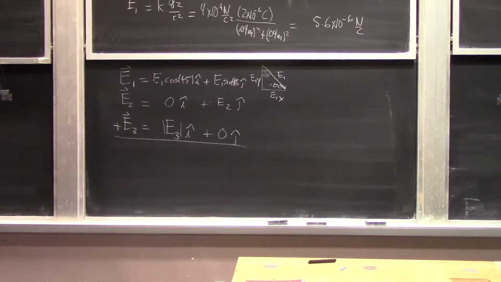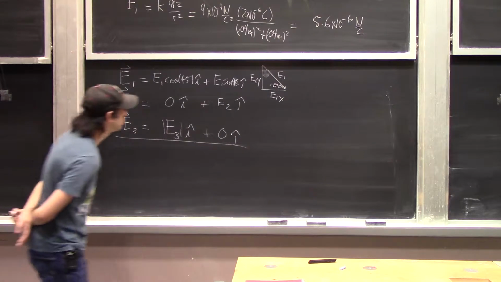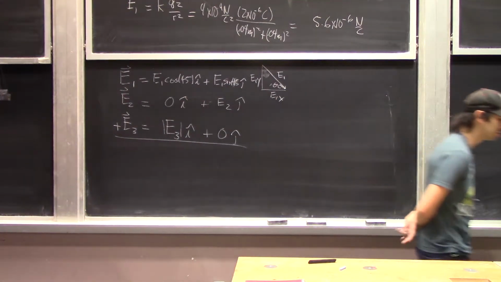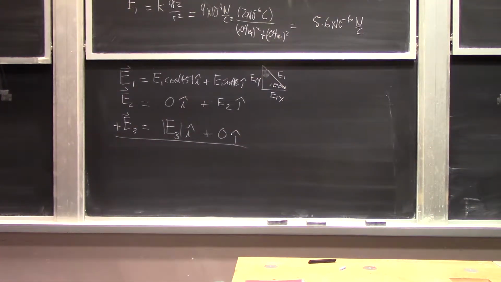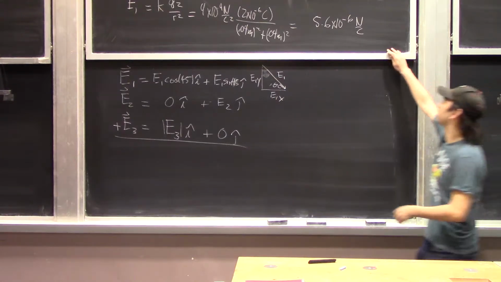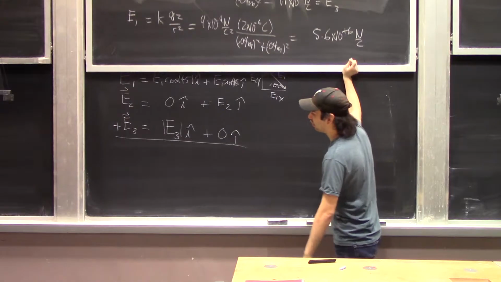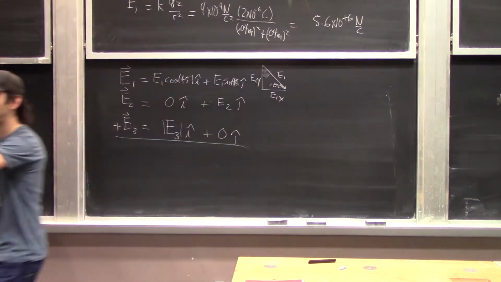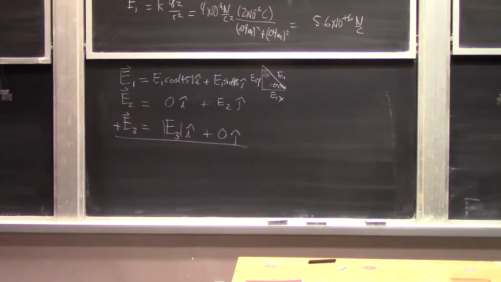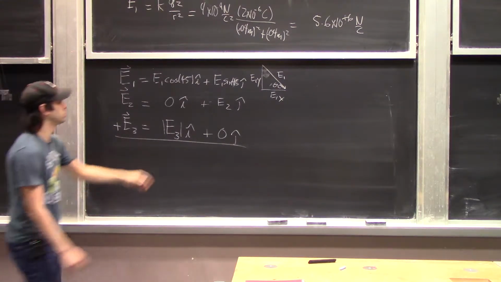Some people look a little unhappy. Maybe you should be unhappy. I think you should be unhappy, actually. There's something wrong here. Why is E1 5.6 times 10 to the negative 6? I got 5.6 times 10 to the 6. Right, it should be to the 6, yeah. So that's one thing, so orders of magnitude matter. But there's actually something else wrong here. Shouldn't, for E1, the sine part be negative? Yes, yeah, so this should be negative.